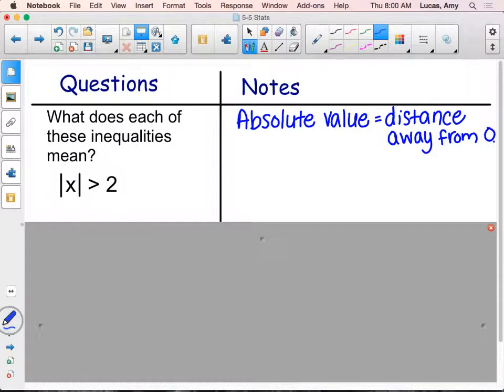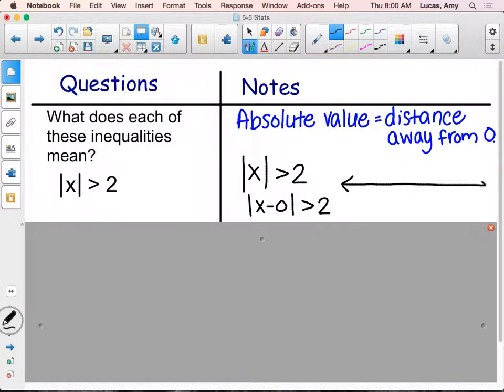Okay, so for starters, because the first example here just says the absolute value of x is greater than 2, it really is talking about the distance away from 0, because there's only an x in our absolute value bars, and that x will be replaced with a number. So when there's only one term in the absolute value bars, like a plain number or plain x, you can think about it as the distance away from 0. So the distance away from 0 is greater than 2.